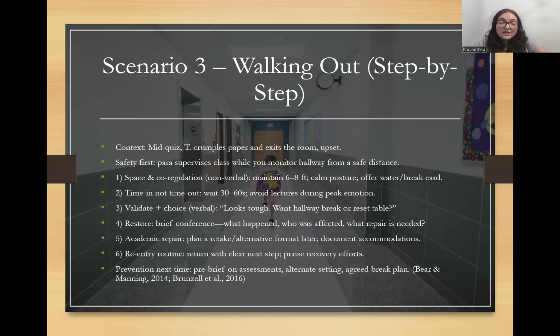Number 3, validate and choice. Looks tough. One hallway break or reset table. So in my class, we have a calm corner. We also have frustration passes. So I'd say, do you need a frustration pass or do you want to go to the calm corner? To give them that time.